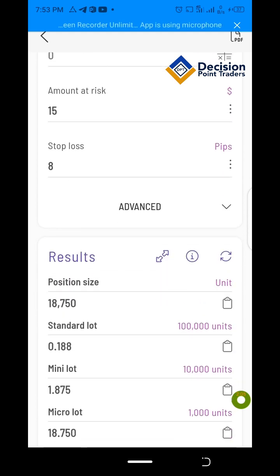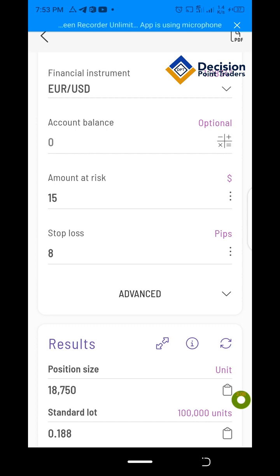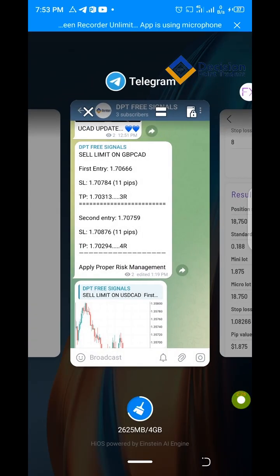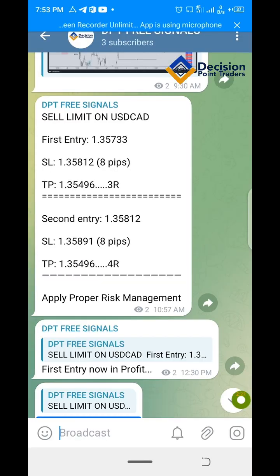You don't need to change the amount. Like I said, you need to use a fixed risk. Just come to your standard lot here, and you see 0.18. Then go to your MT4 and put 0.18 where the lot size is. Then you set the first entry and set the second entry as well. Set the TP. The TP for the first entry is 3R. The TP for the second entry is 4R. Most of the time this is the way it looks.